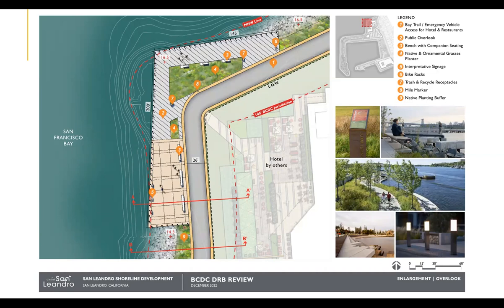And then the overlook area here, we're looking at an extended deck system that is going over the water and providing some water access opportunity. This area would include seating areas, seating elements, bike racks for bicyclists, as well as some guardrails that would go around the perimeter.